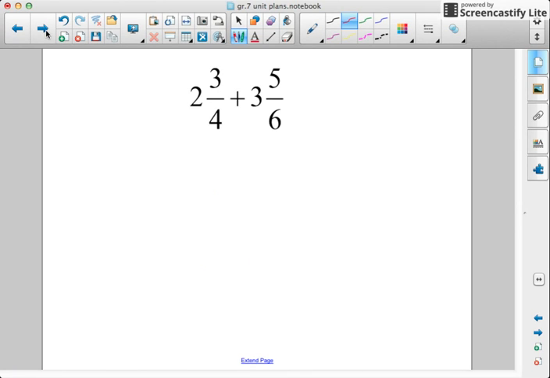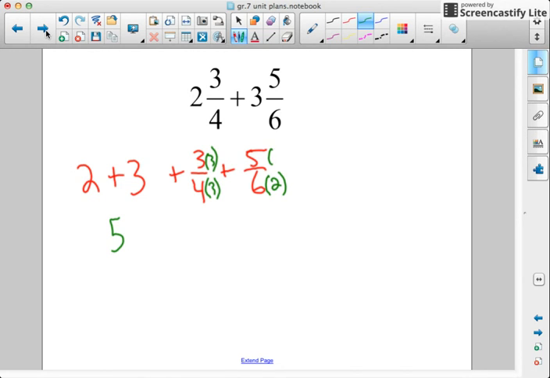Method number two, add the whole numbers and the fractions separately. So I could go 2 plus 3 plus 3 quarters plus 5 sixths. So this is going to give me 5. My common denominator would be 12, so times this by 3, this one by 2. This gives me 9 twelfths plus 10 twelfths. So this would give me 5 plus 19 twelfths.